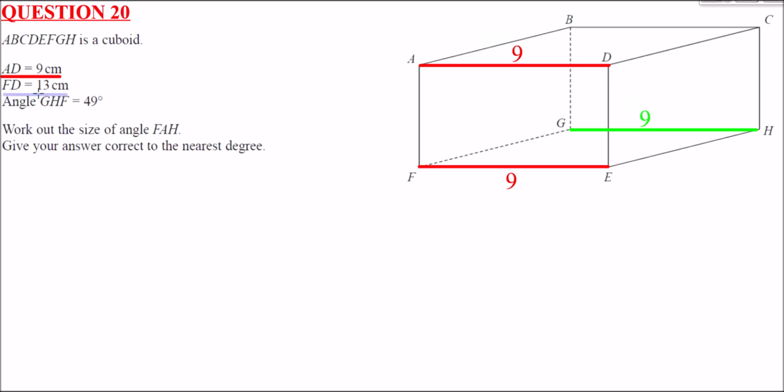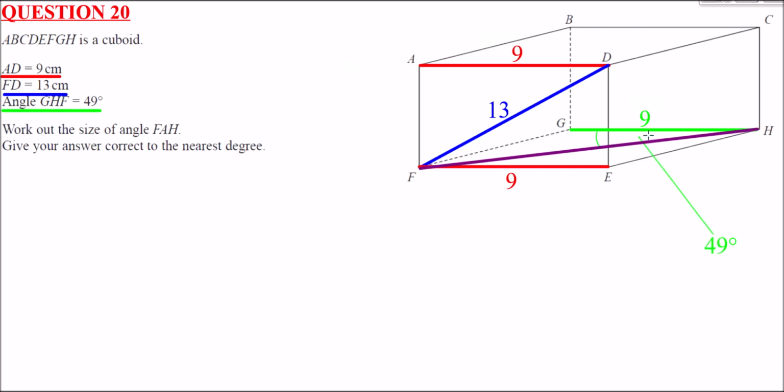Next, from F to D is 13 centimeters. So from F here, going diagonally up to D is 13. And angle GHF means the angle as you go from G to H, then diagonally to F. So this angle here is 49. So I need a line from H to F, then the angle in between that will be 49 degrees. So GHF is going to be this angle here, which I've done in green, in between GH and HF. That's 49. We need to find the size of angle FAH.